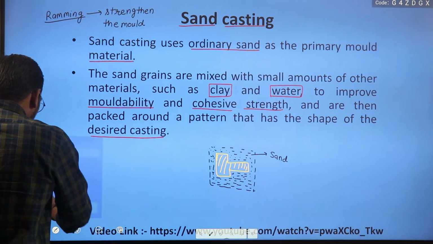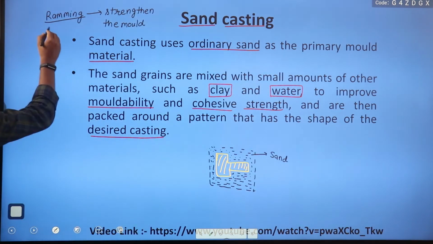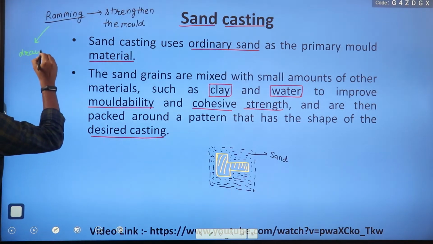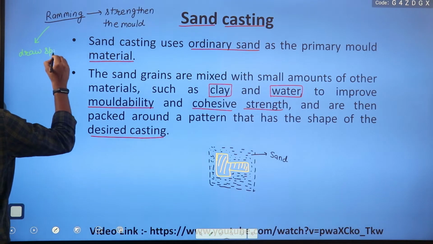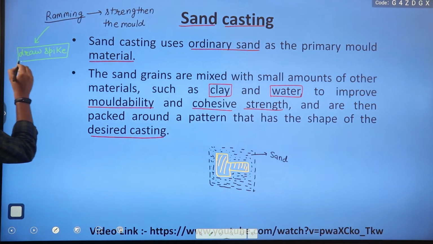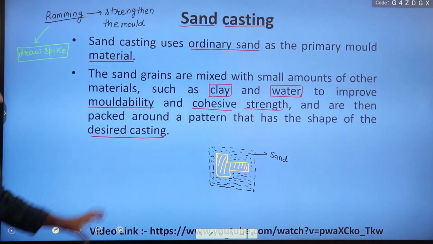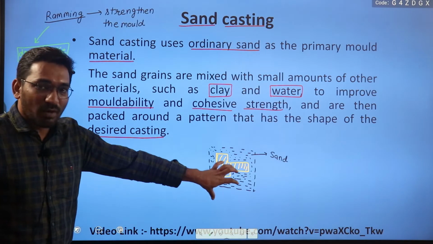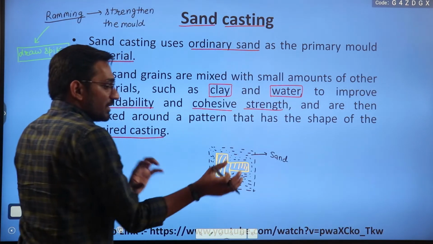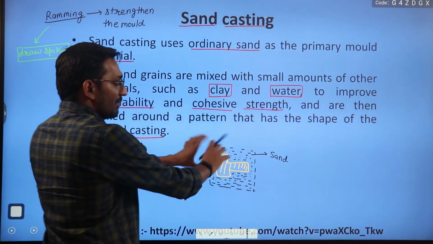Now this ramming is done with the help of a tool which is known as draw spike. With the help of this draw spike, we will ram this. Once it takes the shape, I will remove the pattern, and in place of this pattern we have a mold cavity. You can visualize we have a mold cavity.